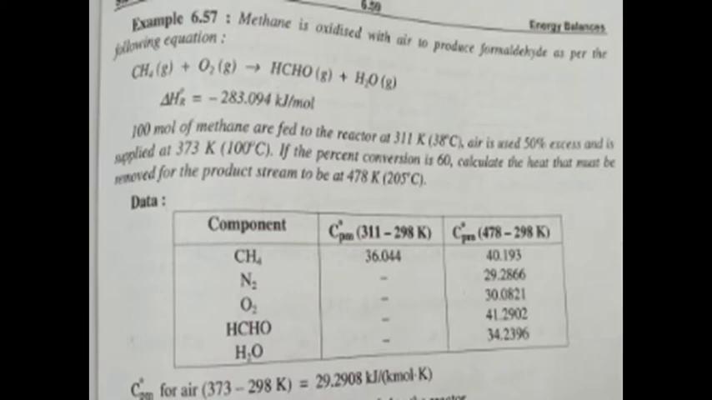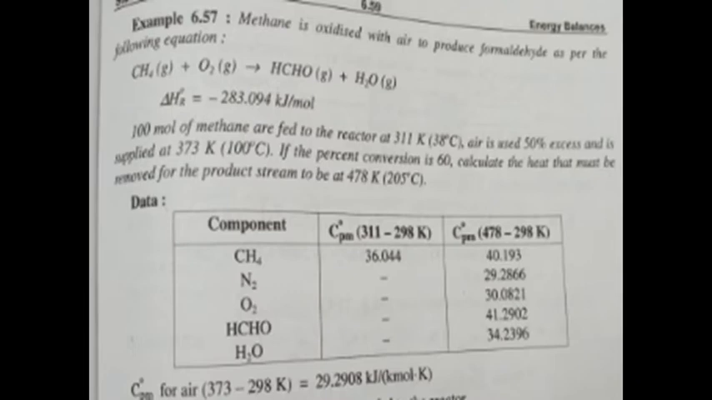So the methane entering the reactor is 100 mole, at a temperature of 311 Kelvin. The air is also passed into the reactor, with 50% excess air, at a temperature of 373 Kelvin. Percentage conversion is 60. The objective of this problem is to calculate the heat that must be removed for the product stream, whose temperature is 478 Kelvin. Okay, so the data are given.